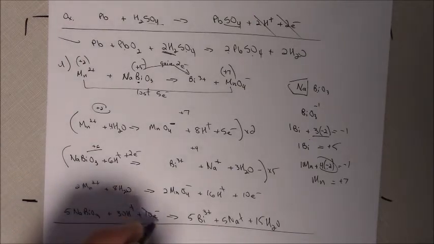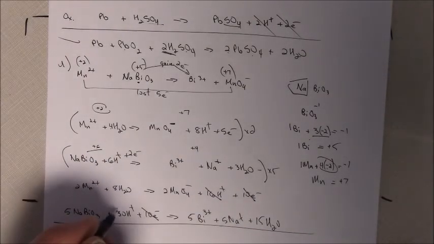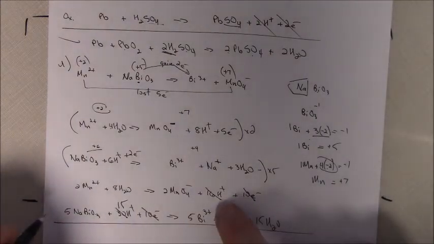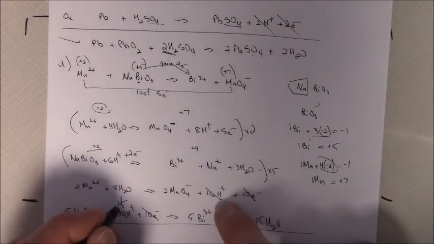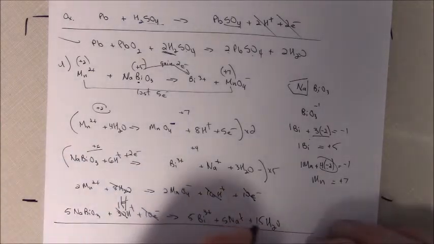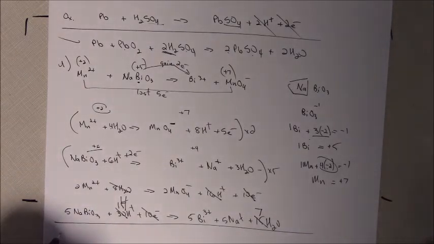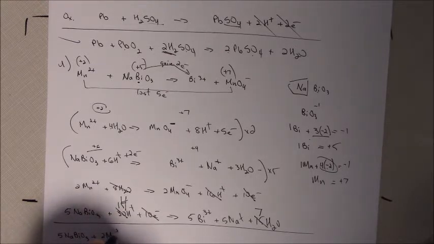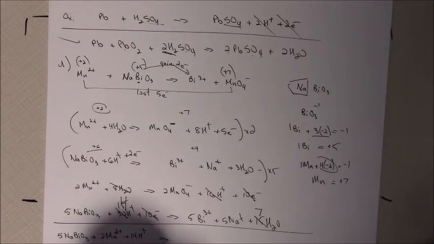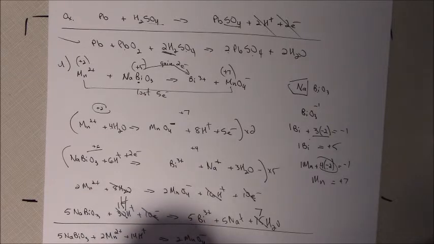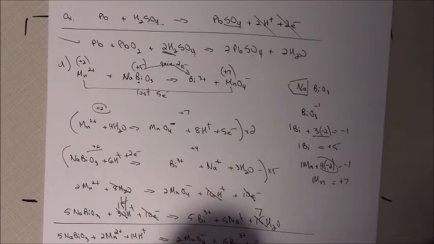Now we're going to add these two. So 10 electrons cancel. 16 of those turns this into 15. No, 14. 8 H2Os kills off 8 of those, leaving with 7. So now you're going to have 5 sodium BiO3 plus 2 Mn2 plus 14 H plus 2 MnO4 negative plus 5 Bi3 plus 5 sodium plus 7 H2O.